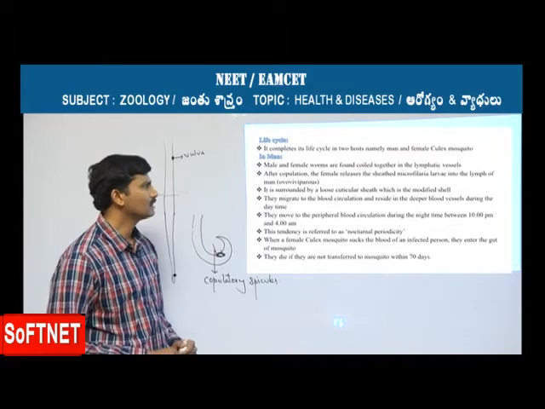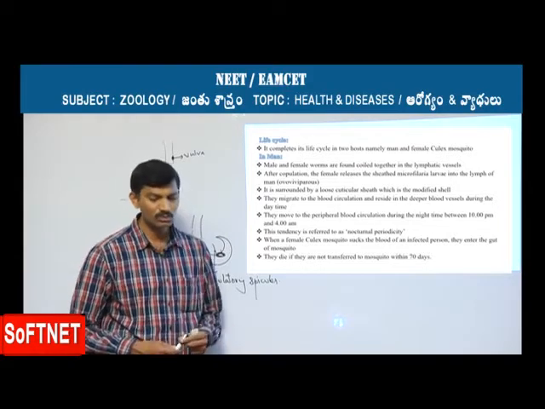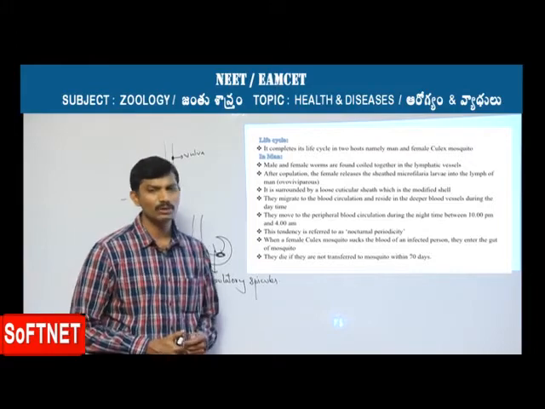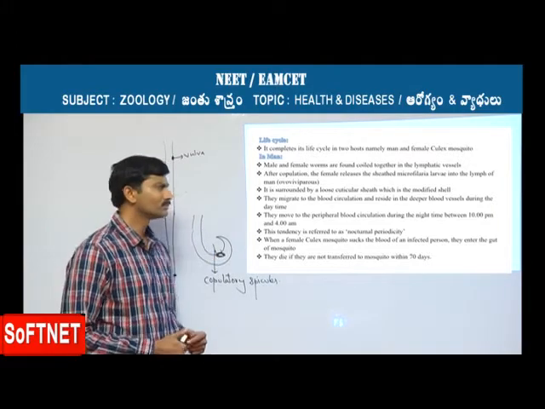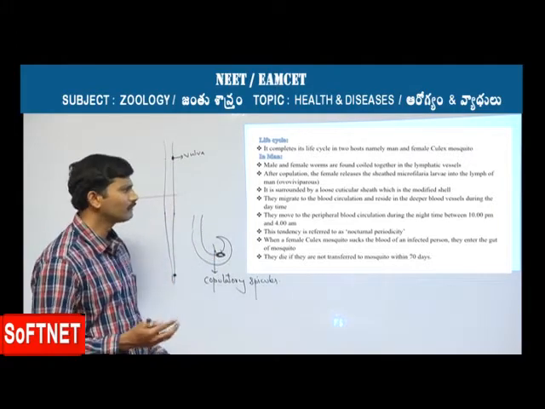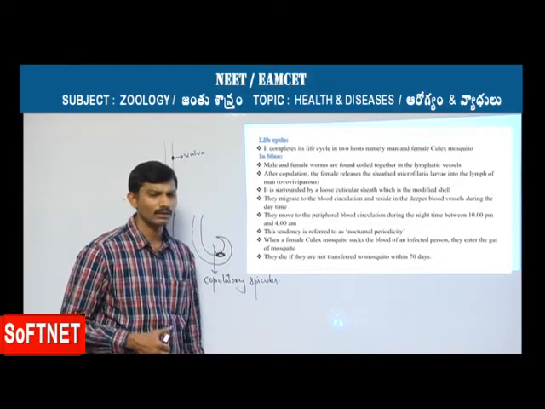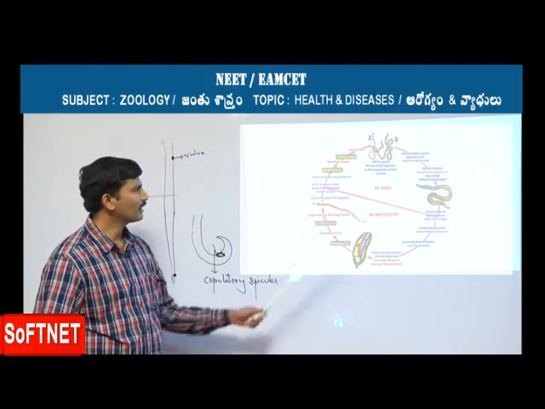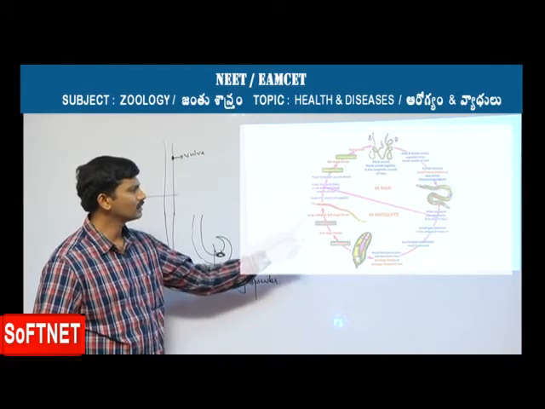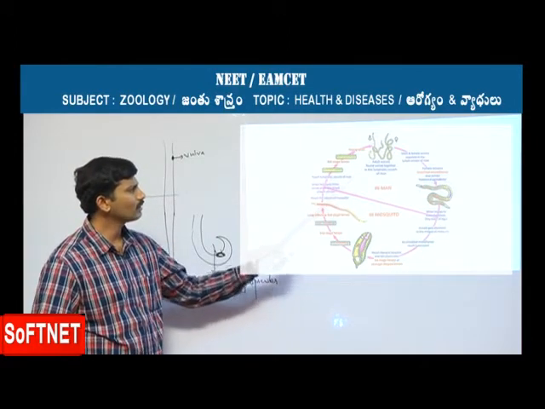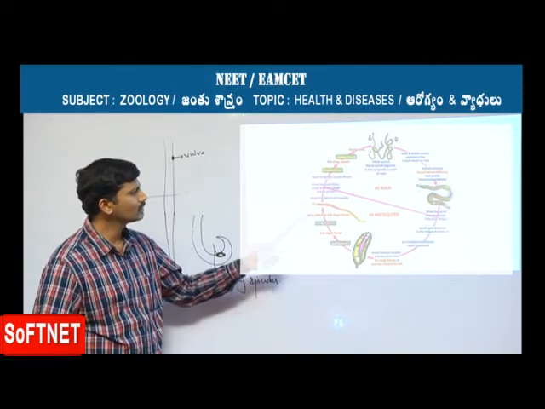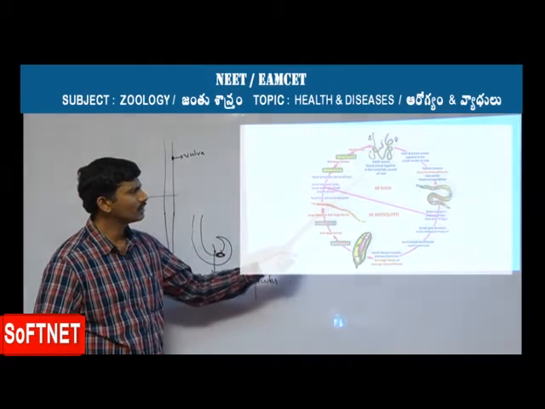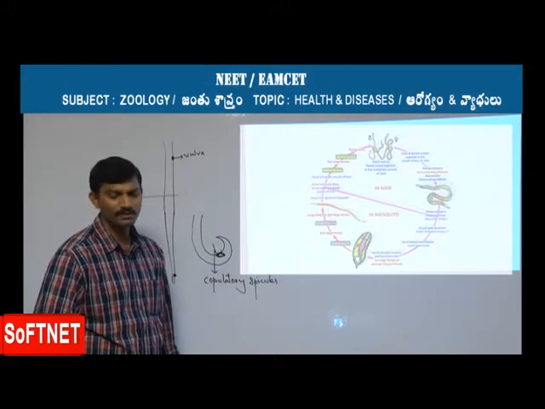As we already discussed, it completes its life cycle in two hosts: one is man, and the other is the female Culex mosquito. Now, in man, the male and female worms are found highly coiled together. See this one: long, elongated, filiform, thread-like, coiled with each other, present inside the lymphatic vessels.